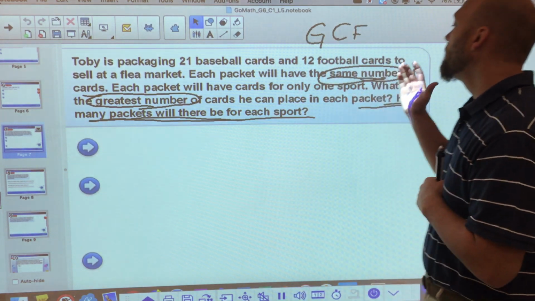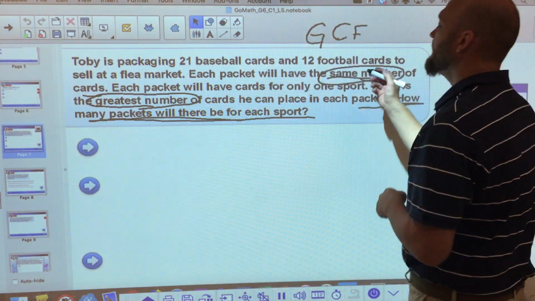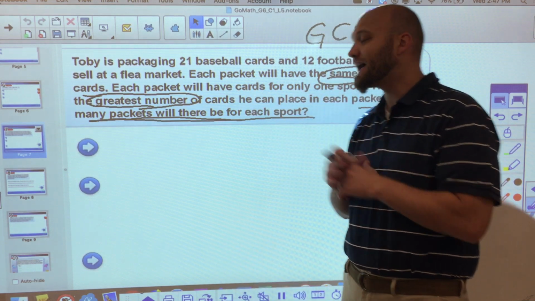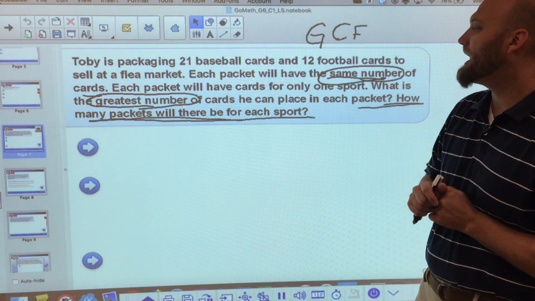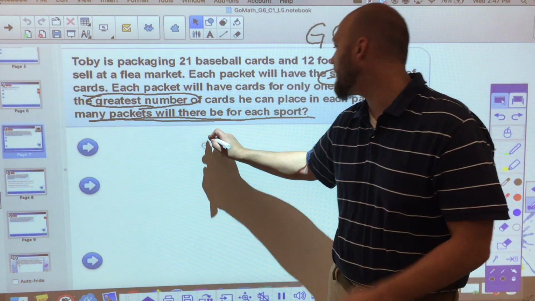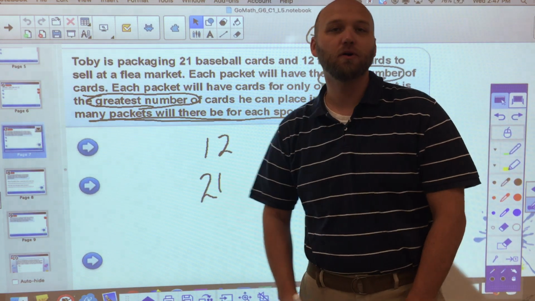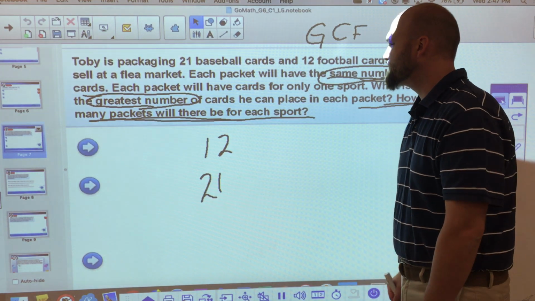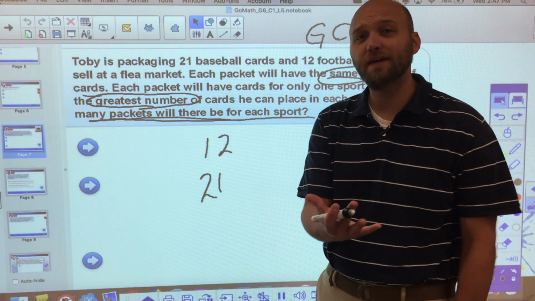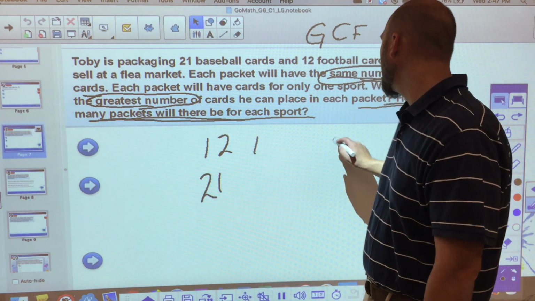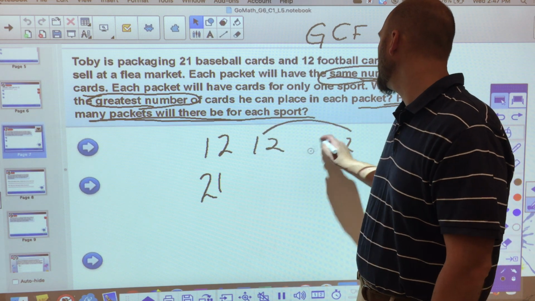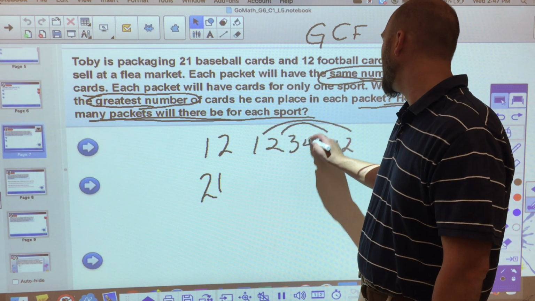Okay? So what we want to do is take the same number with the greatest common factor. We pulled that out of our word problem. And how many packets will there be for each sport? So we have 12 football cards and 21 baseball cards. It's not going to have a whole lot to sell, but let's find out. We find our factors of 12. 1 and 12, 2 and 6, 3 and 4.